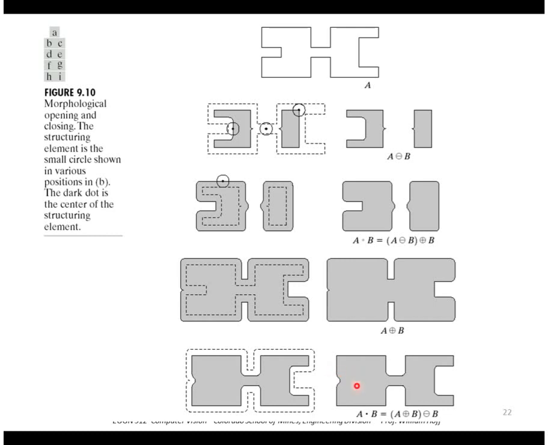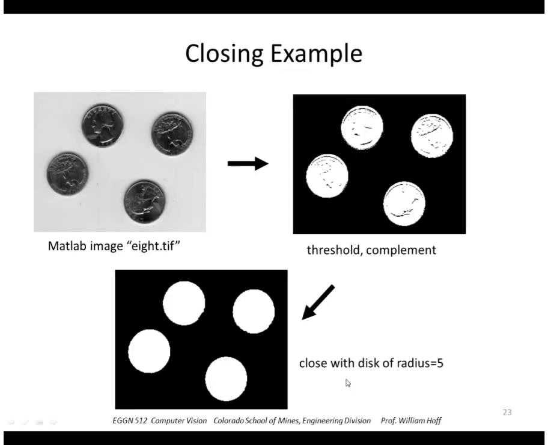So here's an illustration of why that might be useful. Take this original image, threshold it, and complement it. So we get the coins as white regions, but there are small black holes in them. So we can get rid of those holes by doing a closing operation. In this case, I used a disk of radius 5, and I got this here. If I had some small white regions in the background, I could get rid of those with an opening operation, if those regions were smaller than my structuring element.